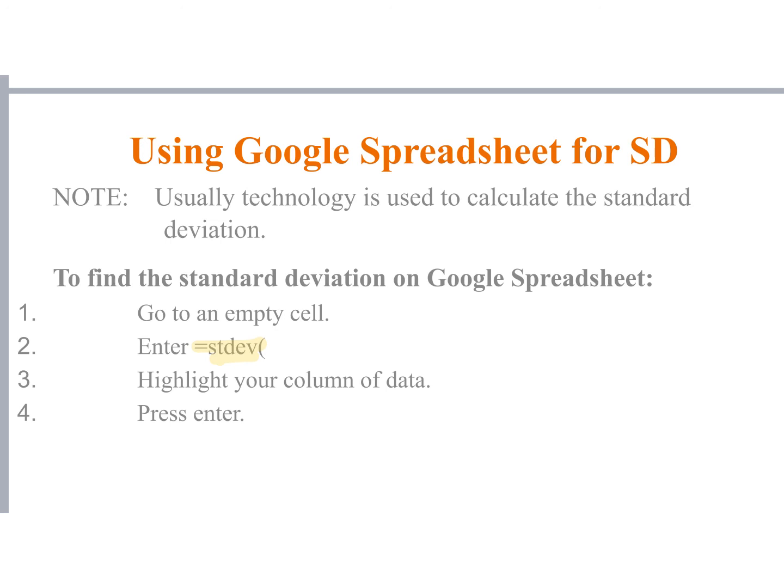After you highlight the column of the data, make sure that you close your parenthesis. Always get in that habit. I didn't type it in here, but close your parenthesis and then go ahead and press enter, and you should have your standard deviation.